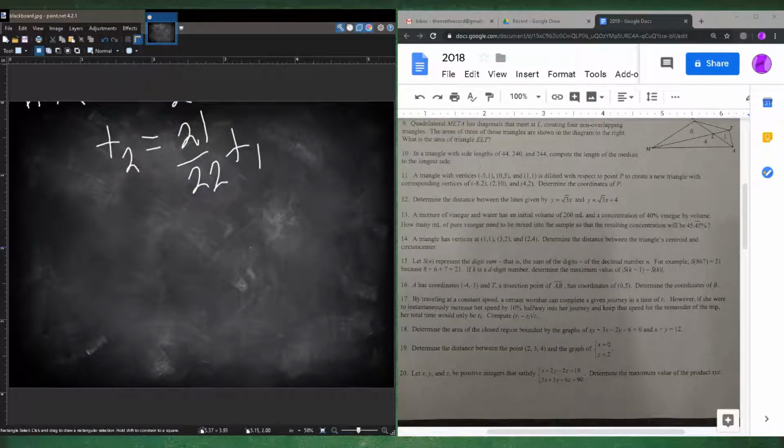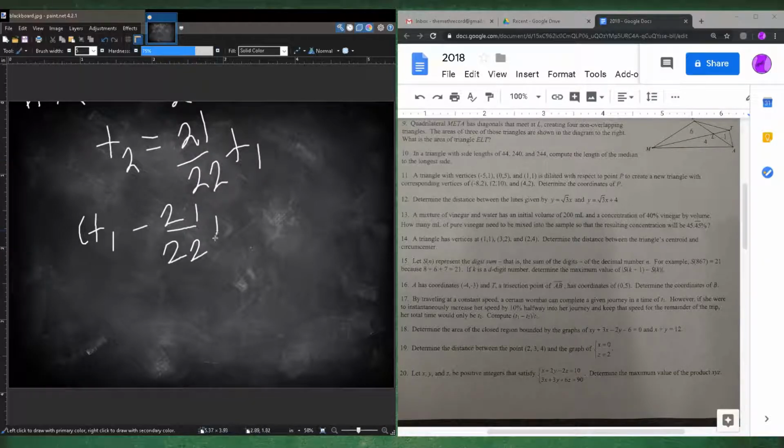Now we want to find, for number 17, t1 minus t2. So t1 minus t2. t2 is this, 21 over 22 of t1, right? So we get the same variable, t1 and t1. And then we have to divide by t1. So just divide by t1, right? Now you can just do the calculation for here.